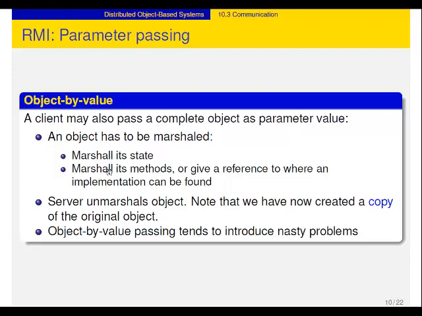So you marshal its state, you marshal its methods. Let's just go for the whole thing. These are just bytes again, and they can be interpreted by the other object server because we're all running the Java virtual machine. The server unmarshals the object. We created a copy of this thing. I hope that's now clear to everyone. So passing the object by value means putting it into a bunch of bytes that you can put into a method. The complete thing, a naive implementation: you ship it to the server, it's unmarshaled, you create a copy of the object, and the object server starts executing this thing. So object by value passing tends to introduce nasty problems.